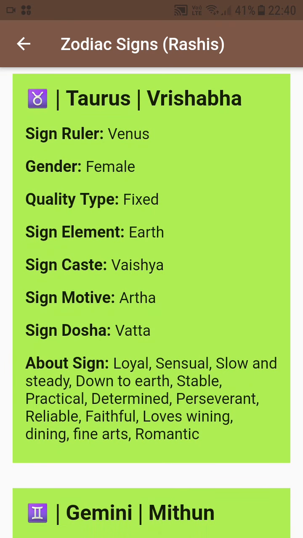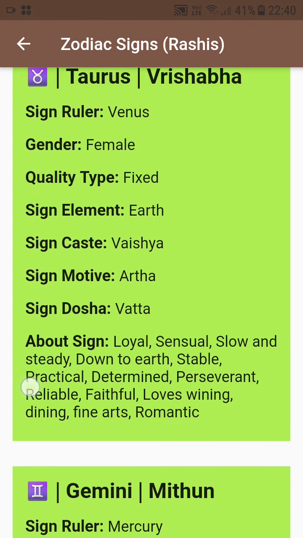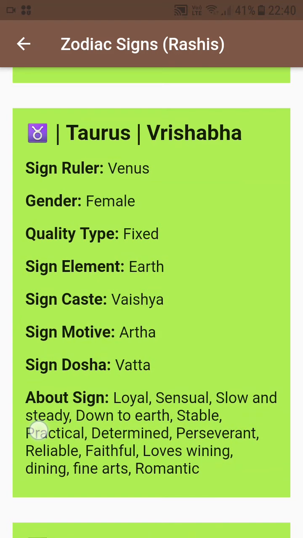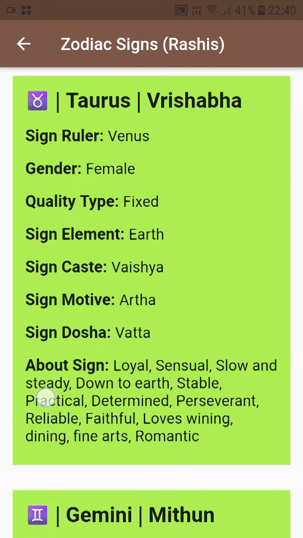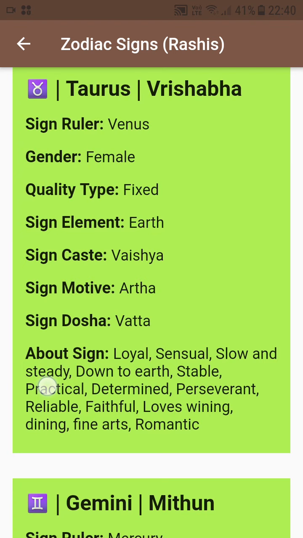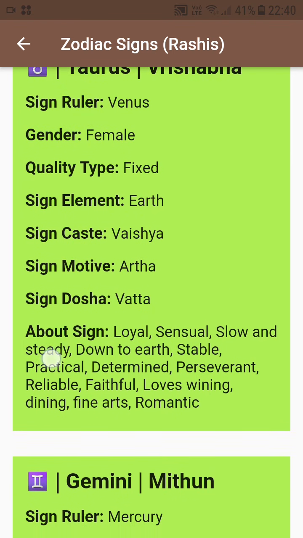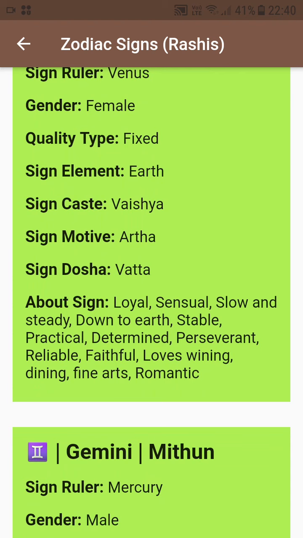So here we are. These are the basics and the qualities that you'll find in a person who might be Taurus ascendant or moon in Taurus. So loyal, sensual, slow and steady, down to earth, stable, practical, determined, observant, reliable, faithful, loves winning, dining, fine arts, and romanticism.